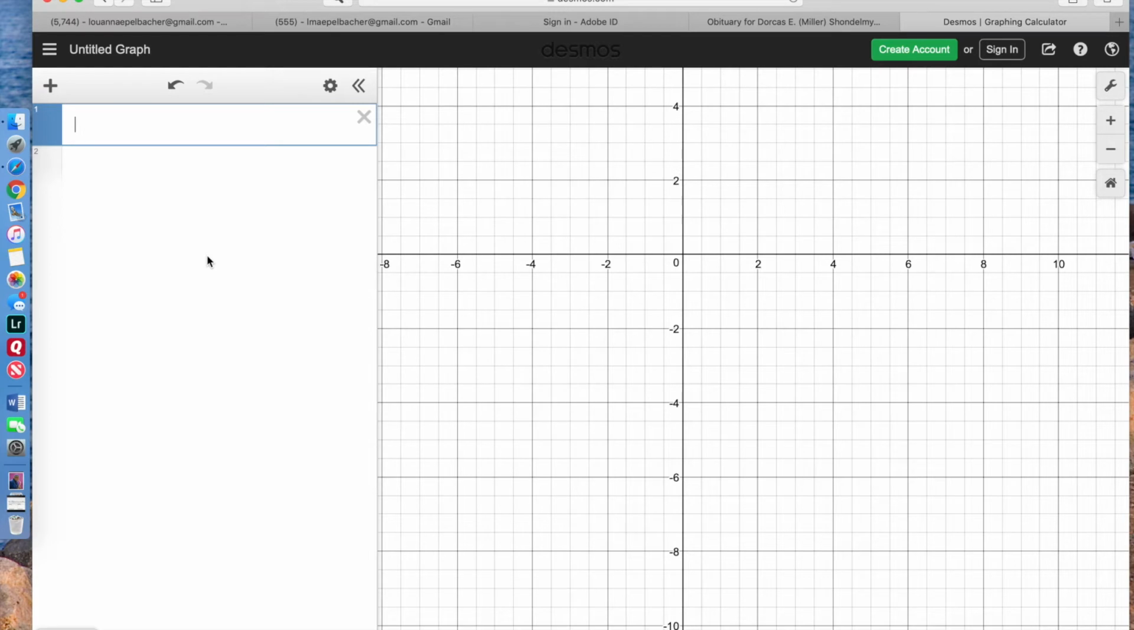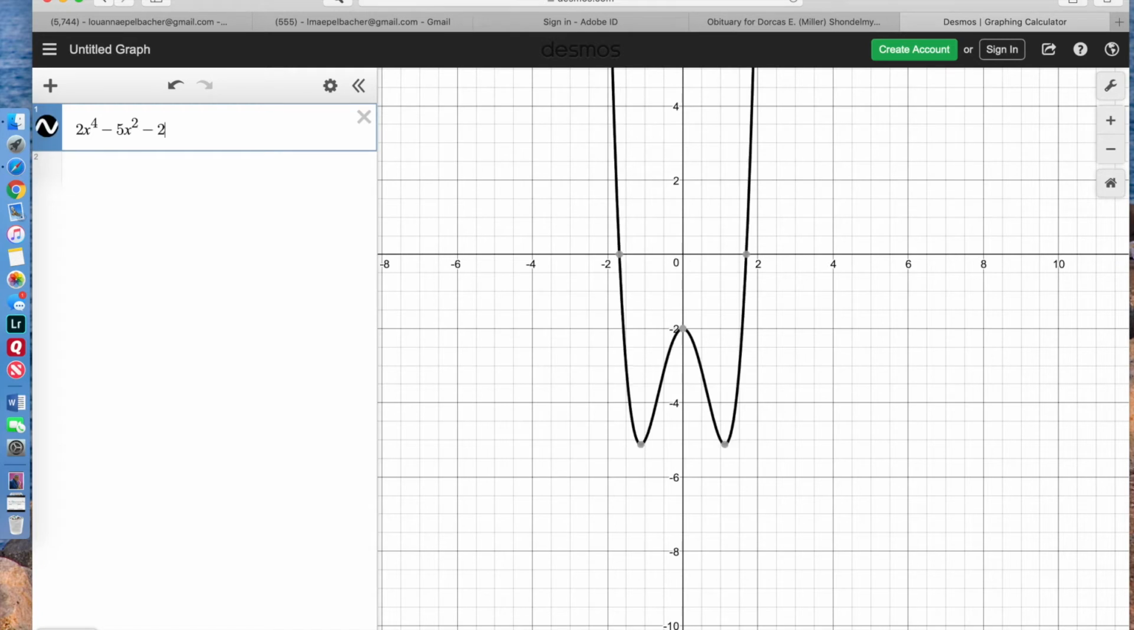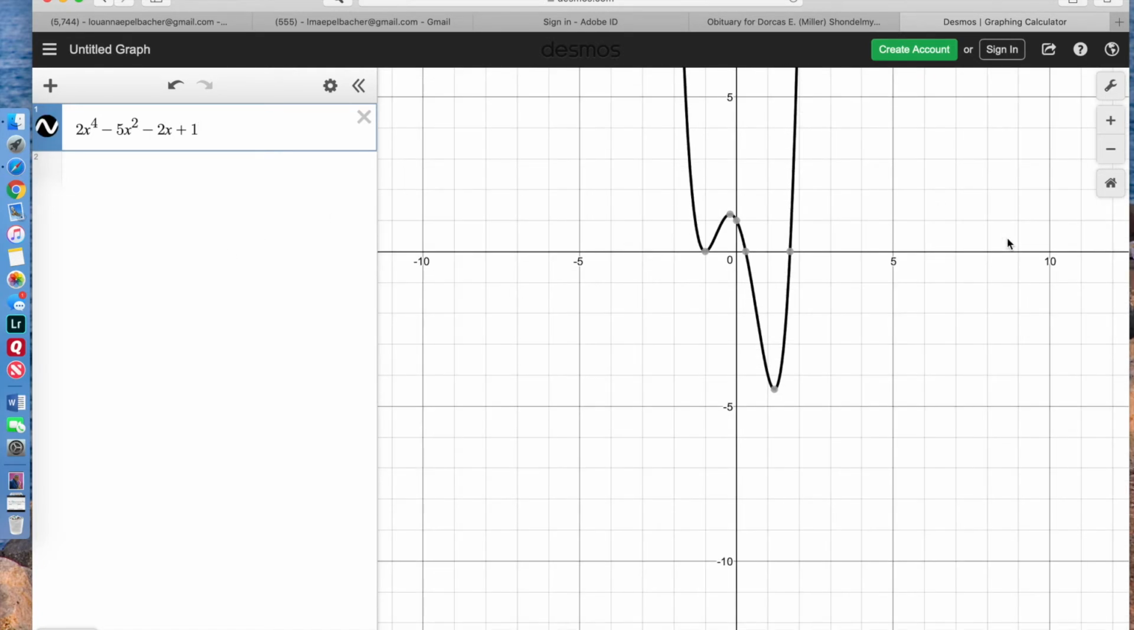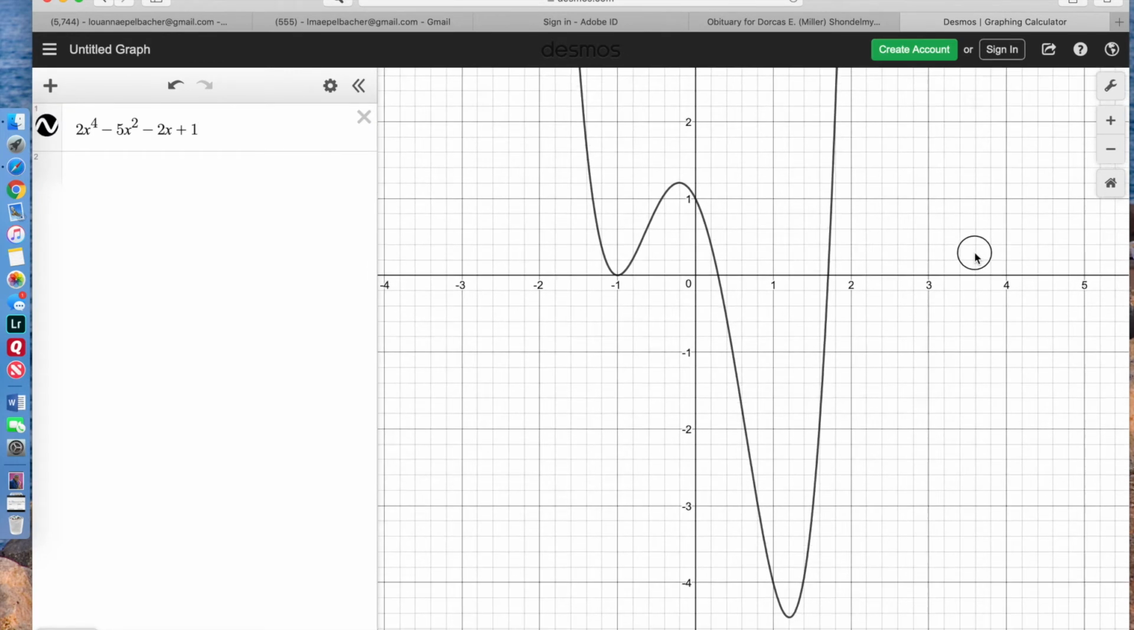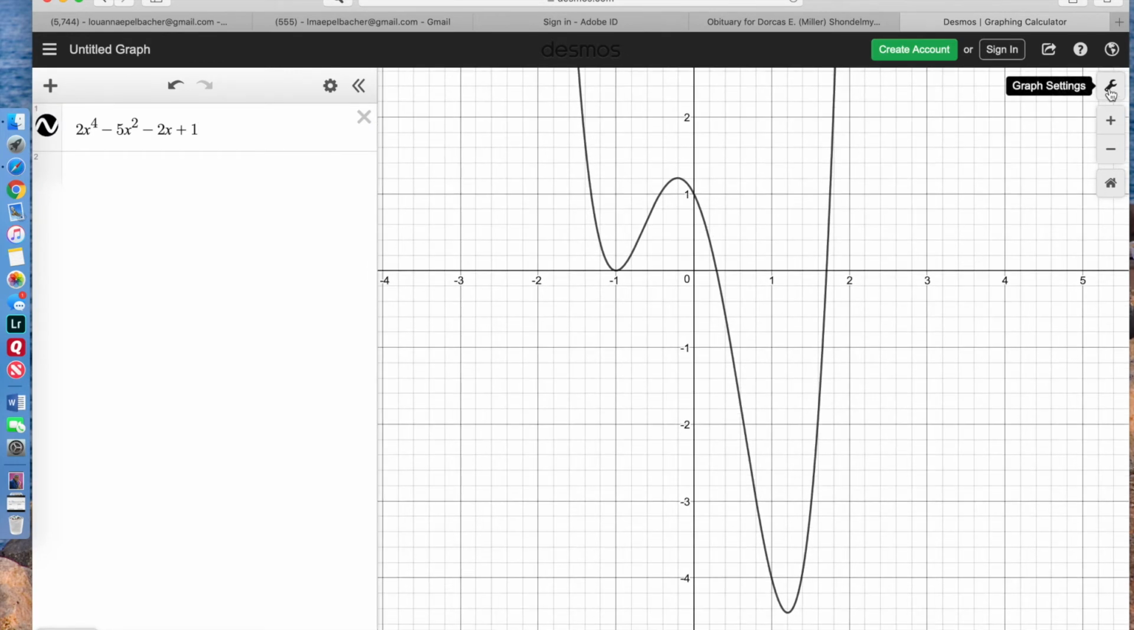If you get into the habit of graphing these things that I'm asking you questions about, what you can do is compare your algebraic answer to what you're seeing on the graph, and in that way you can double check yourself. So anyway, this equation is 2x to the 4th minus 5x squared minus 2x plus 1. And I zoomed it right off the screen.